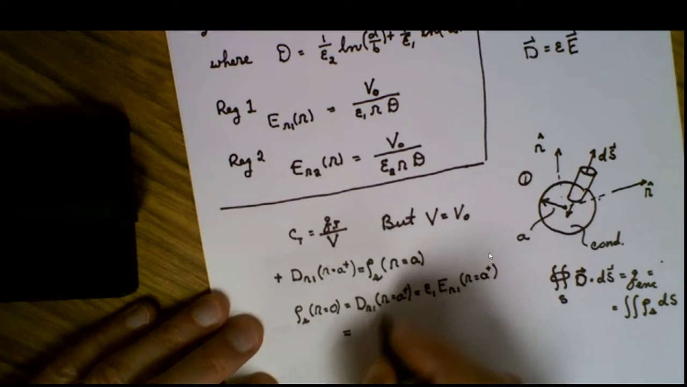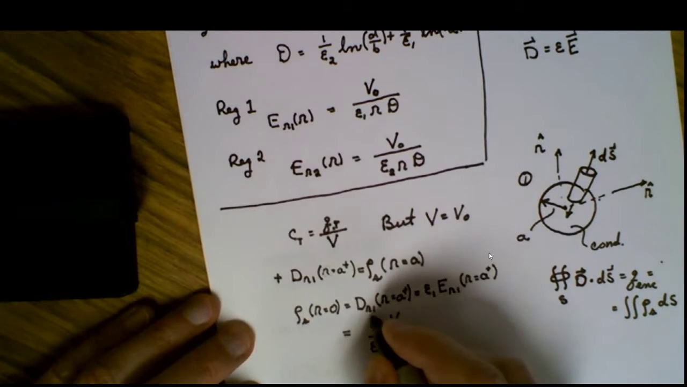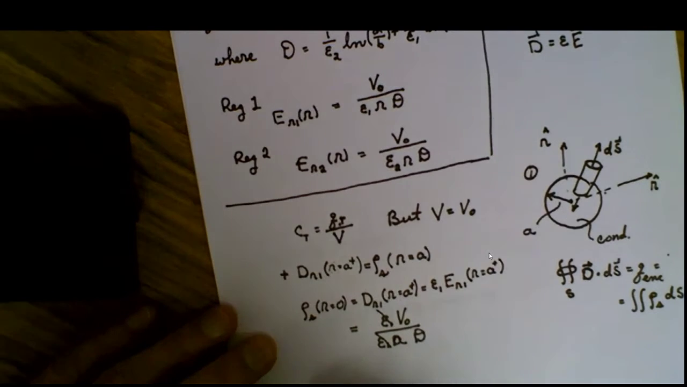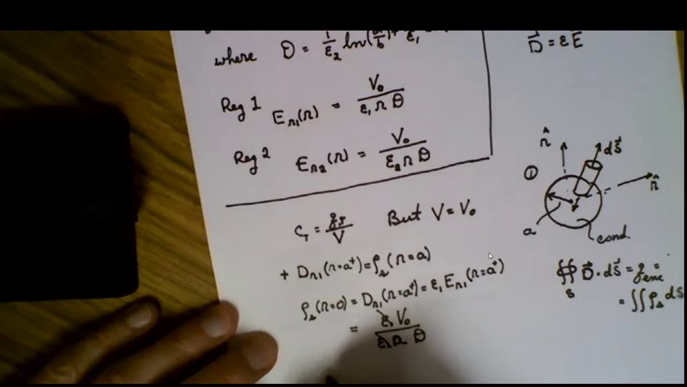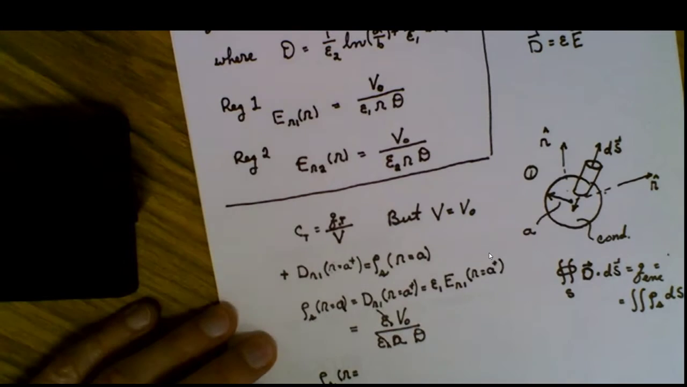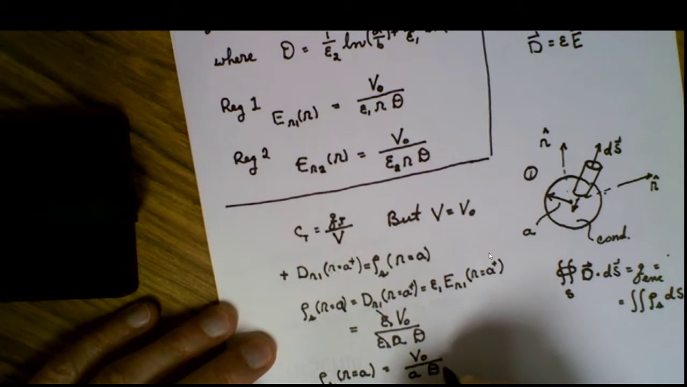which is in turn equal to the permittivity epsilon 1 times the potential V naught divided by the permittivity epsilon 1 times R, where R is equal to A, times script D. The permittivities drop out, and consequently, we see that our surface charge density at R is equal to A, should be an A here, not a 0, is equal to V naught over A times D. So that's the surface charge density.